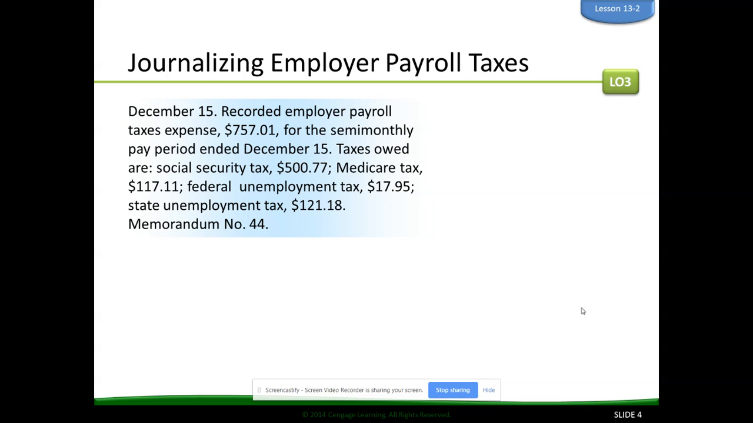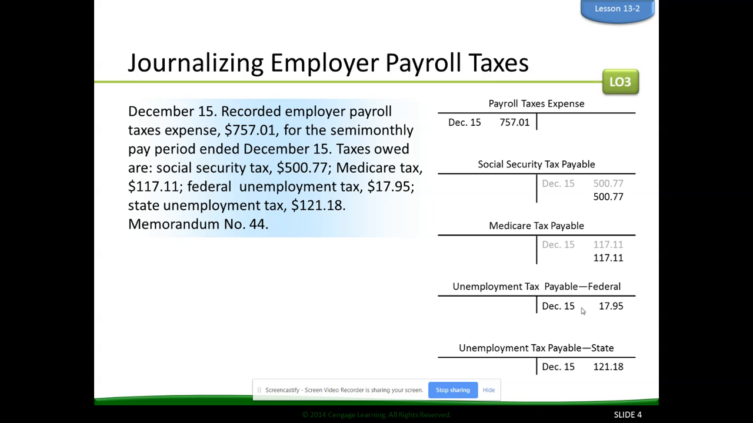So here's our transaction. December 15th, recorded employer payroll tax expense, $757.01 for the semi-monthly pay period ended December 15th. Taxes owed are Social Security tax $500, Medicare tax $117.11, federal unemployment tax $17.95, state unemployment tax $121.18.